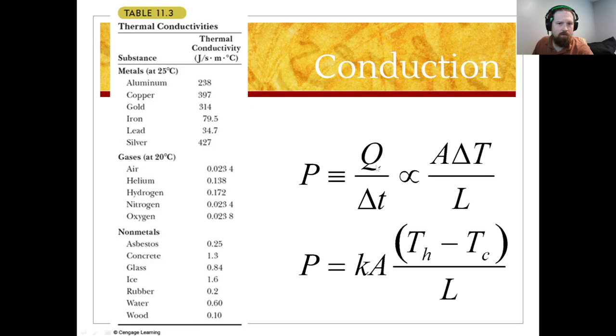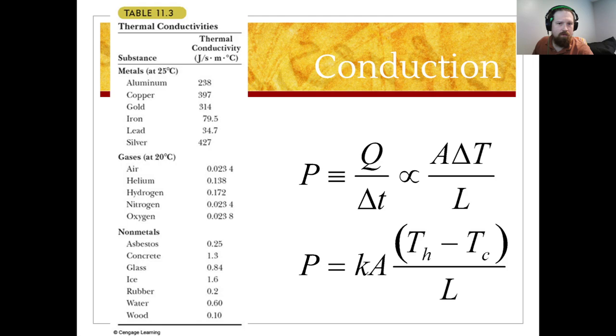The parts above it are just elaboration, which I will go over in a second. But if you're looking for a formula to put in your notes, it's this bottom one here, P equals kA(Th minus Tc)/L. And I will explain all the terms in that formula. So, rate of thermal conductivity. It's the rate of energy flow.